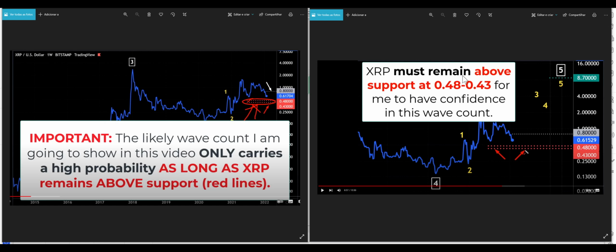XRP must remain above support at 48 or 43 for me to have confidence in this wave count. So here he has this expectation based on something that is not accurate, doesn't work, which is the support and resistance approach. I'm already talking about this, already explaining how it works.